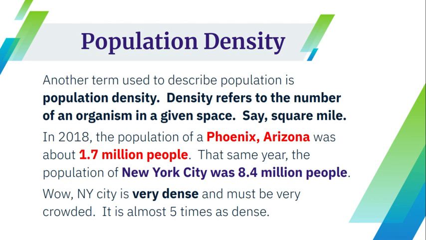Another term used to describe population is population density. Density refers to the number of an organism in a given space, say per square mile. In 2018, in fact, the population of Phoenix, Arizona was about 1.7 million people. But that same year, the population in New York City was 8.4 million people. Wow. New York City is very dense and must be very crowded. It's almost 5 times as dense in population.